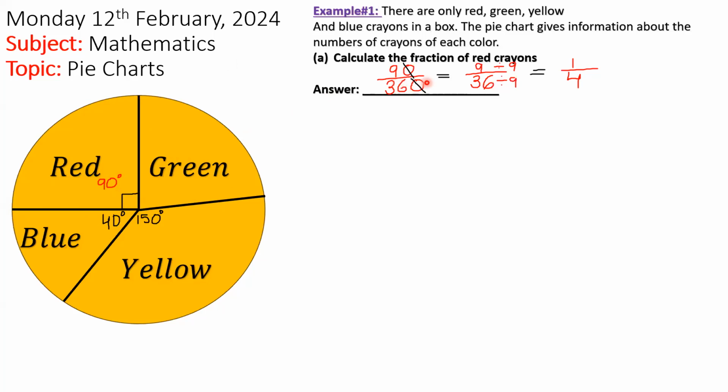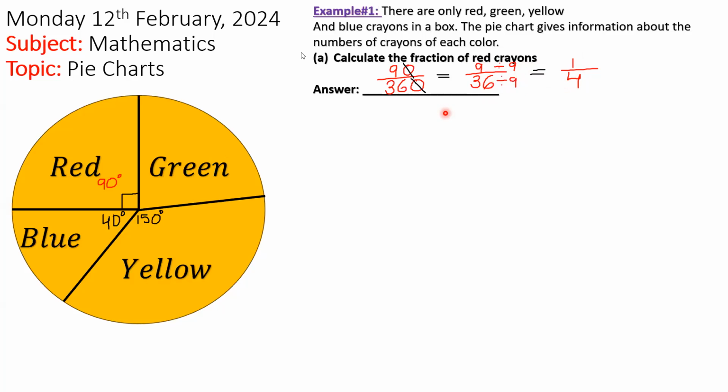Next, we cancel out the 0. This 0 cancels out with that 0, leaving us with 9 over 36. Next, we divide top and bottom by 9. So 9 divided by 9 is 1, and 36 divided by 9 is 4. And that's how we get 1 over 4. Does that make sense? Yes, sir.